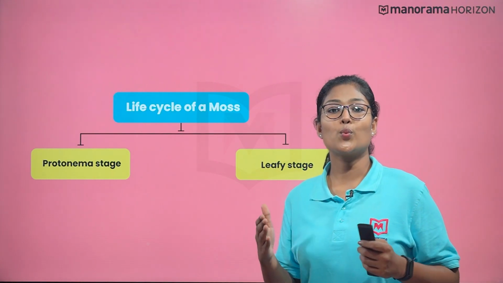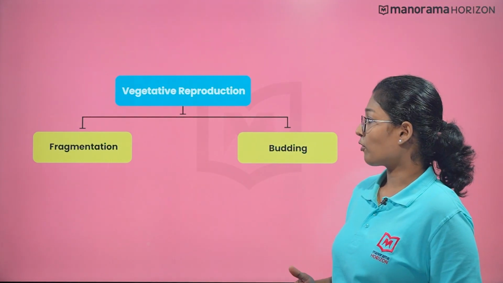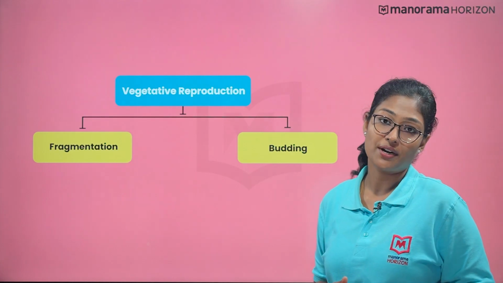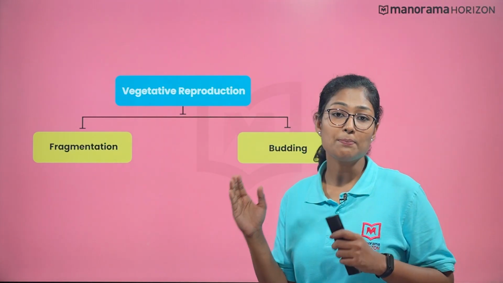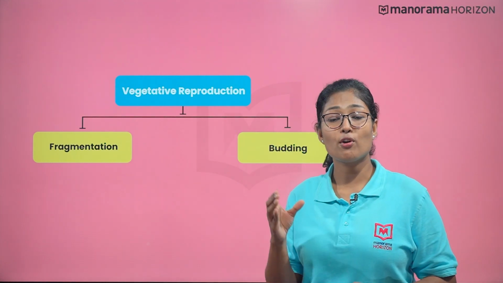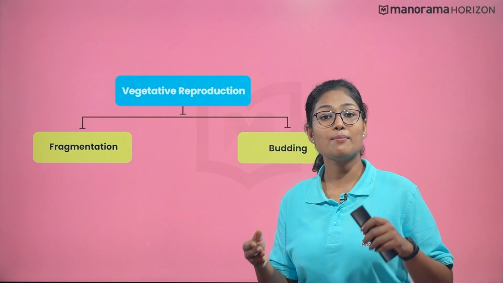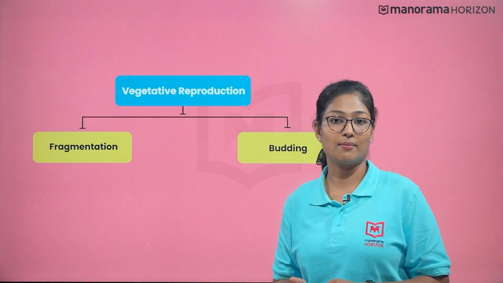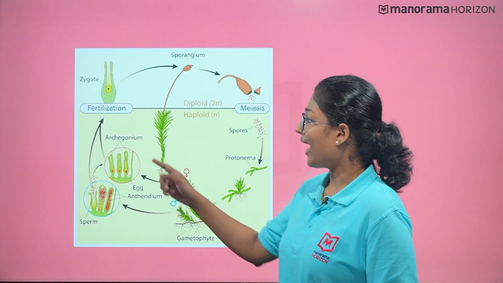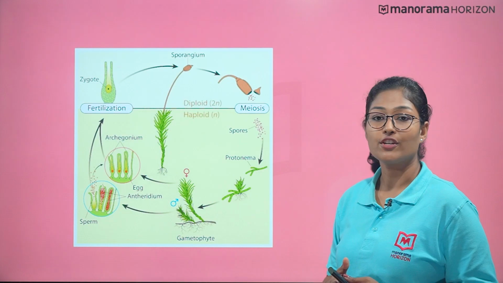Now let us check the various reproduction modes. Vegetative reproduction in mosses is by fragmentation and through budding, and it is in secondary protonema. So recall that the antheridium is a haploid structure producing the male gametes, while the archegonium is a structure producing female gametes. In mosses, both the antheridium and the archegonium are produced at the apex of the leafy shoots.